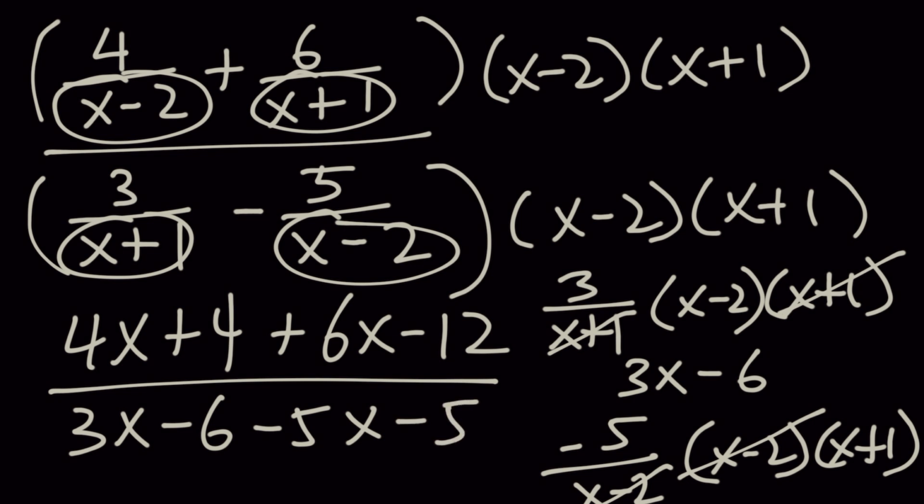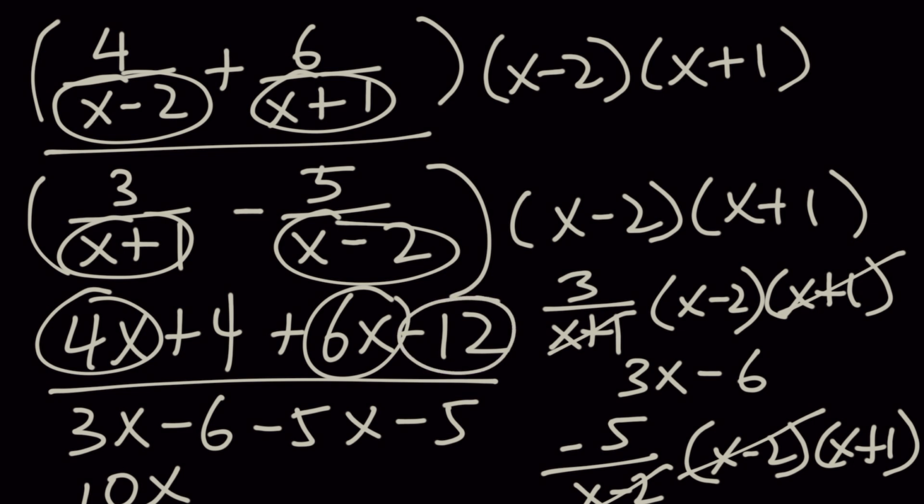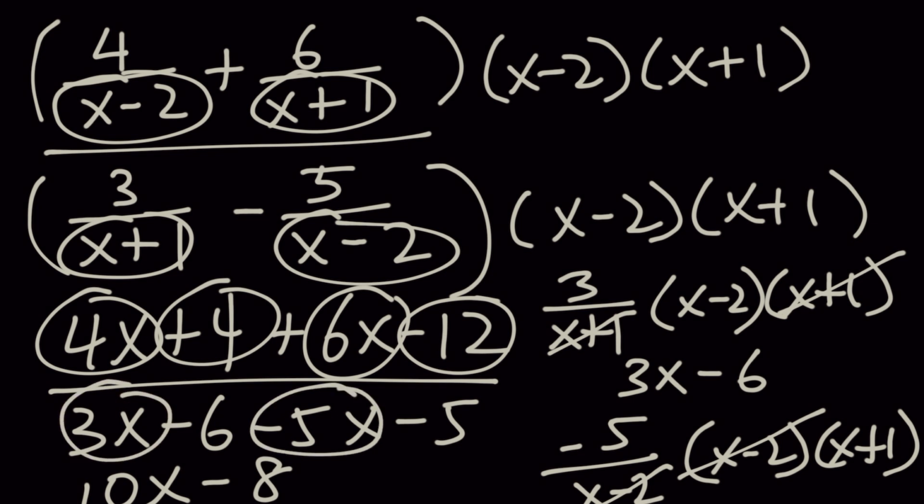Okay. Now we're just going to add up the x together. So we have 10x. And the number minus 12 plus 4 minus 8. And for the denominator, 3x minus 5x equals negative 2x. Negative 6 minus 5 is negative 11. So our answer is 10x minus 8 over negative 2x minus 11.